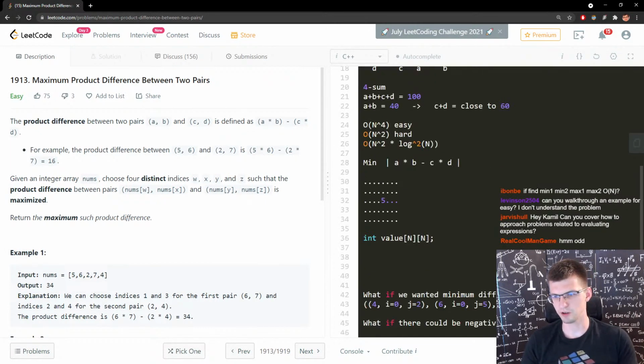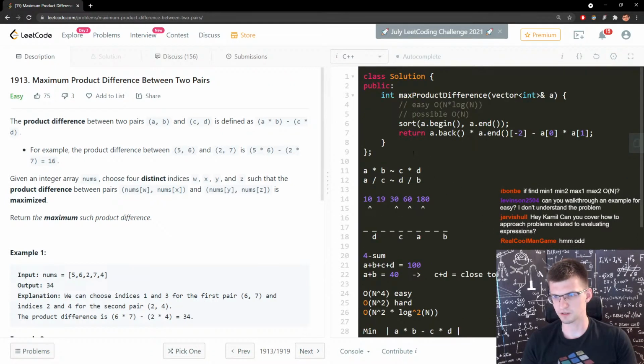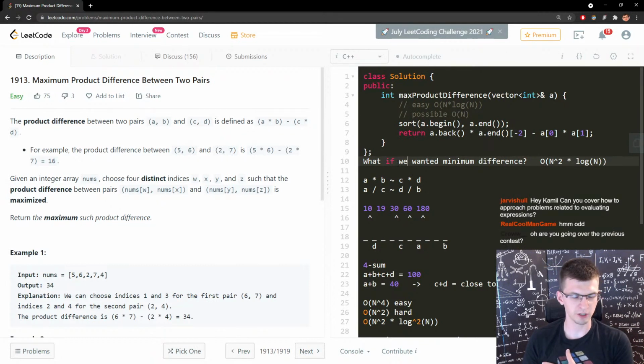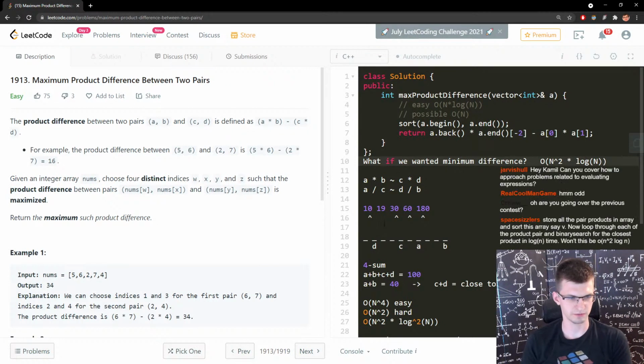What I'm doing here below, and I moved this question there, is a harder version of a problem. What if we wanted minimum difference? And I think that it's possible. I even once created a similar problem for TopCoder, but it's just harder. It's way more complicated, so we will leave it here.